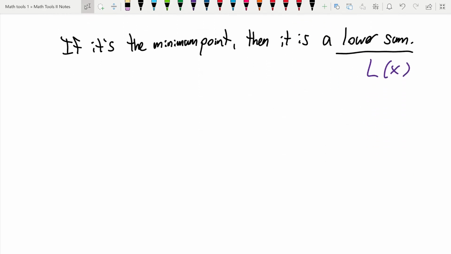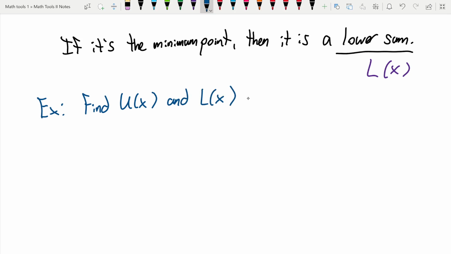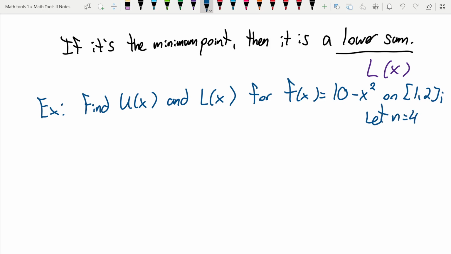So if we just do an example here, the example asks us to find an upper sum U of x and L of x for f of x equals 10 minus x squared on [1, 2]. Okay. And we let n equal 4. So if we're going to find an upper and a lower sum, let's try to do it without the graph, first of all.